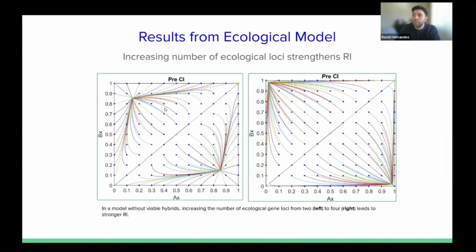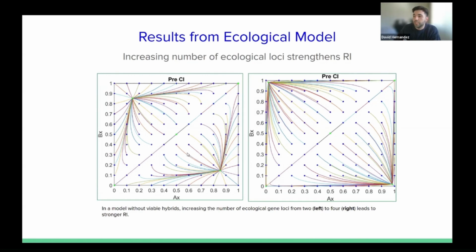Okay, and so going on to some of the results from the model. First, we wanted to see what happens when we increase the number of ecological loci before introducing viable hybrids. This confirmed a previous finding that we had, which was as you increase the number of ecological loci, it strengthens reproductive isolation. That's due to the fact that in this case, hybrids would still be considered maladaptive.